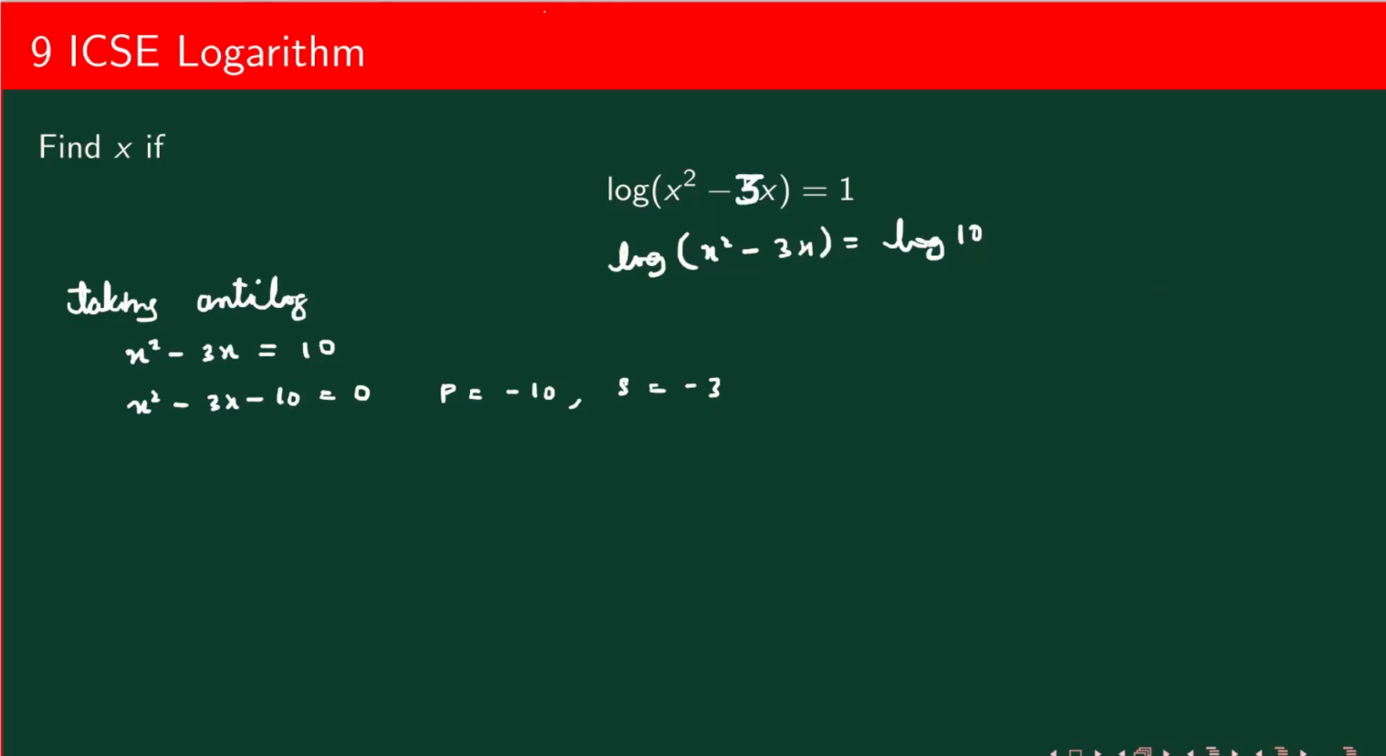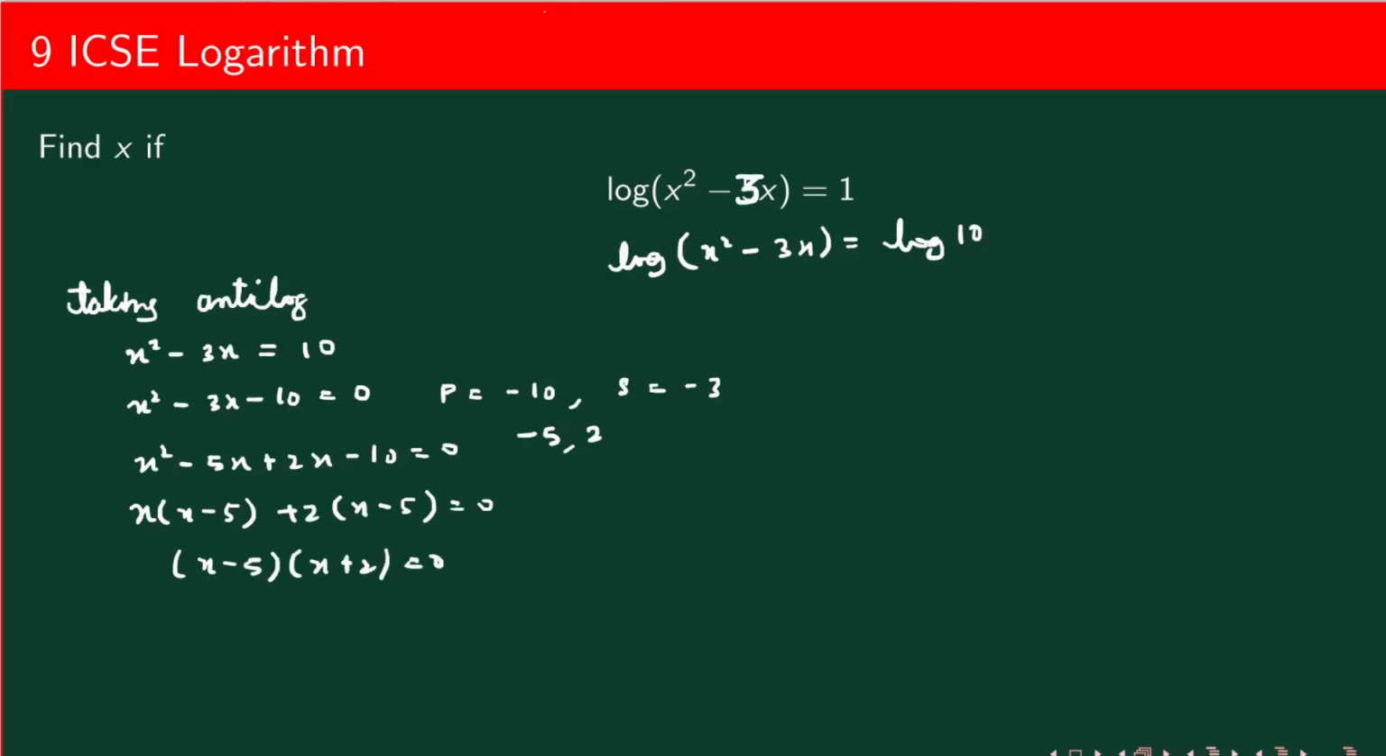Okay, so you can pause the video, think of a number, and then play it again. So the numbers are minus 5 and 2. So you have x square minus 5x plus 2x minus 10 equal to 0. So you get x minus 5 and you get x plus 2 as 0. So that means x minus 5 is 0. So x is equal to 5. Or you get x plus 2 is 0. So x is equal to minus 2.